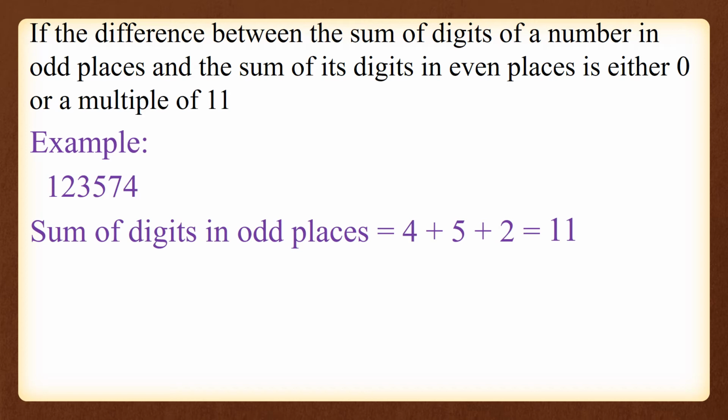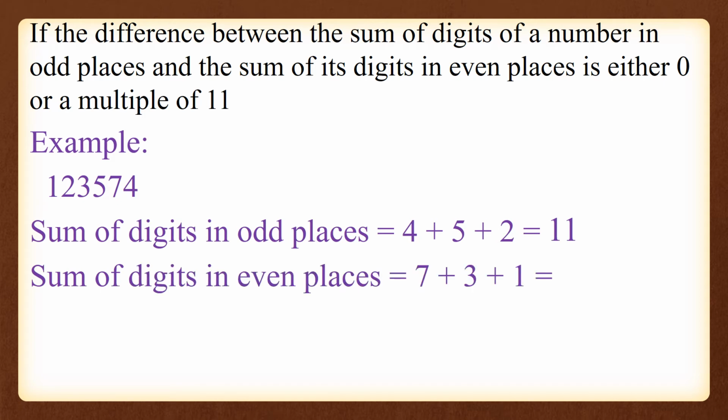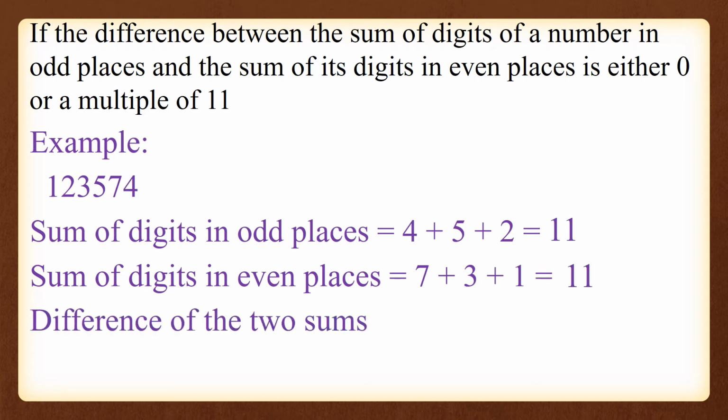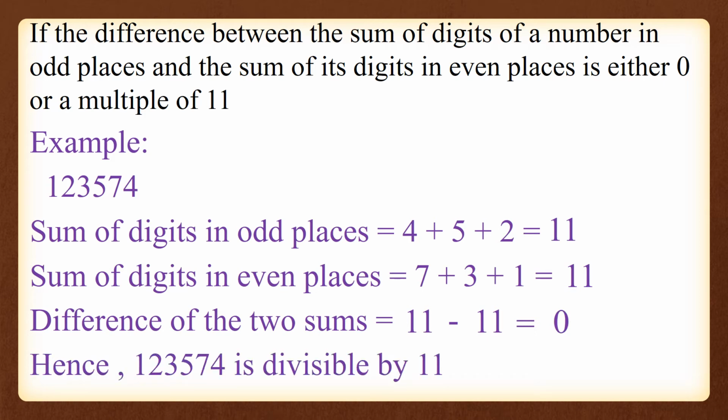Next, we are going to find out the digits in even places. What are the digits in even places? 7. That is in tens place. And next one, thousands place 3. And then lakhs place 1. So the sum of digits in even places is equal to 7 plus 3 plus 1, which is equal to 11. So difference of the two sums is equal to 11 minus 11, which is equal to 0. So 1,23,574 is divisible by 11.